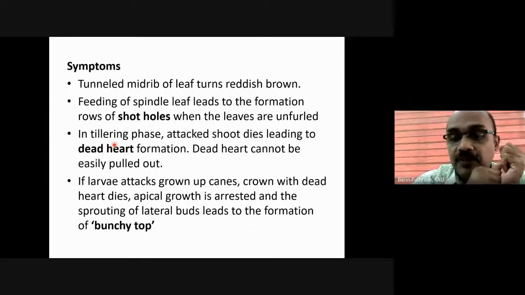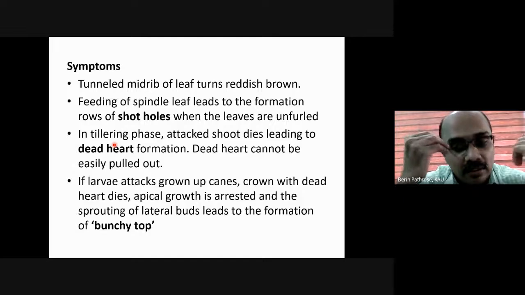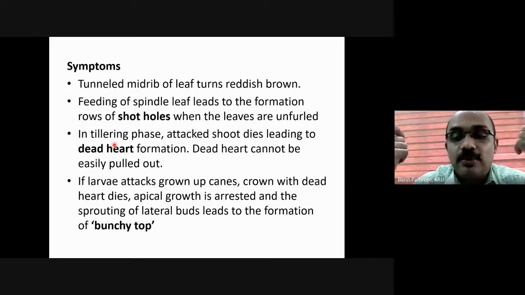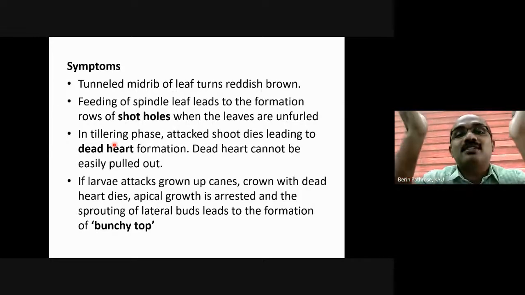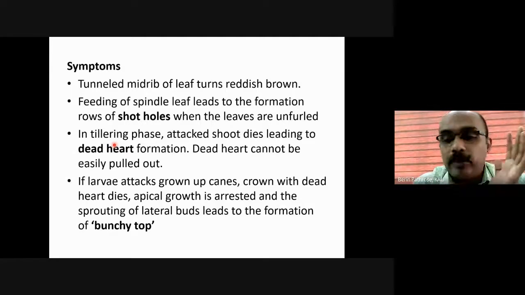So I will repeat it again. The larvae, if the cane is fully grown up, enters into the central shoot, feeds on the terminal bud, which dies, and the lateral buds sprout and lead to the formation of a bunchy top. That means numerous buds sprout and together form a bunchy top kind of symptom. I will show the picture, then you will be able to realize how it occurs.